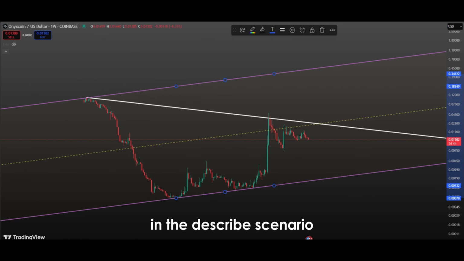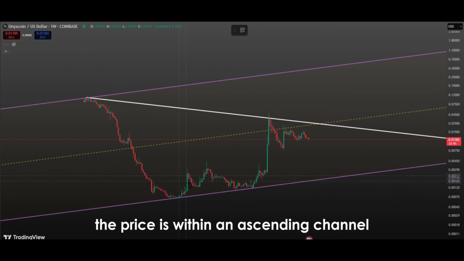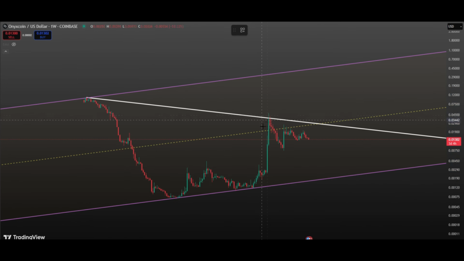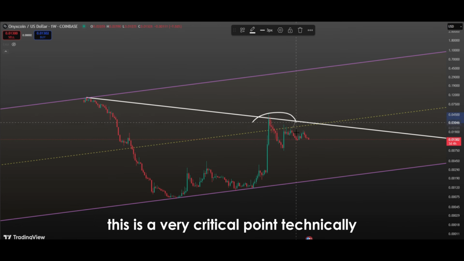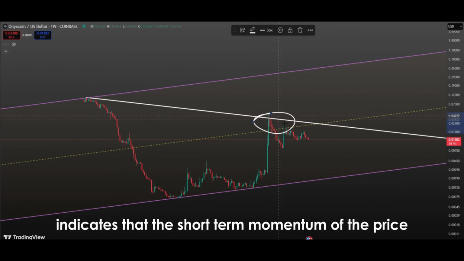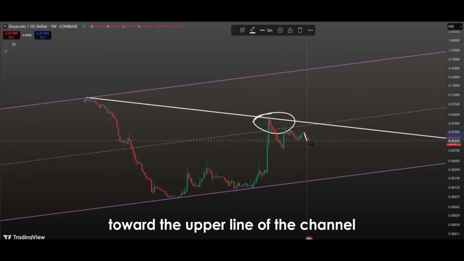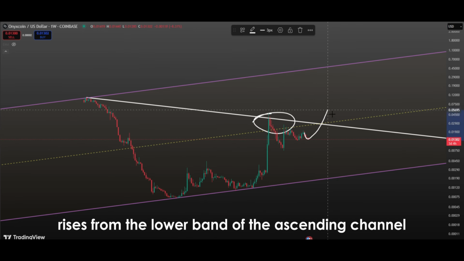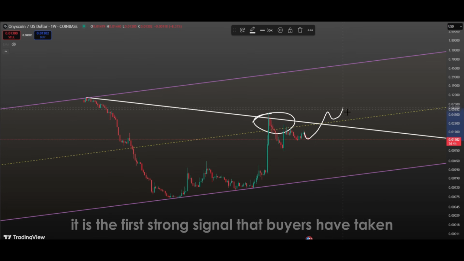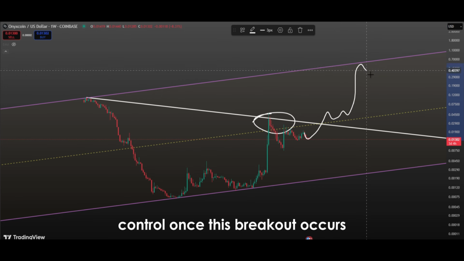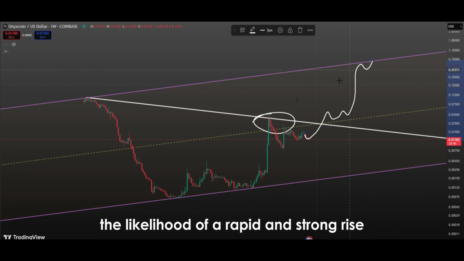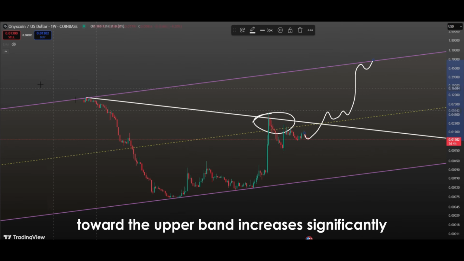In the described scenario, the price is within an ascending channel and needs to break the middle band. This is a very critical point technically because breaking the middle band indicates that the short-term momentum of the price is likely to shift toward the upper line of the channel. When the price rises from the lower band of the ascending channel and breaks the middle band, it is the first strong signal that buyers have taken control. Once this breakout occurs, the likelihood of a rapid and strong rise toward the upper band increases significantly.